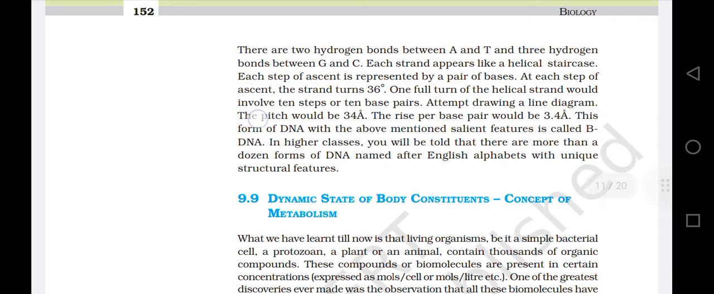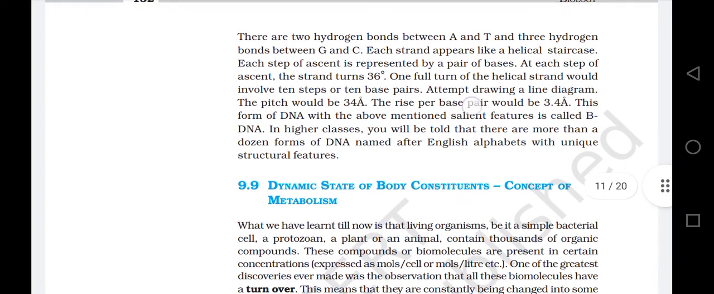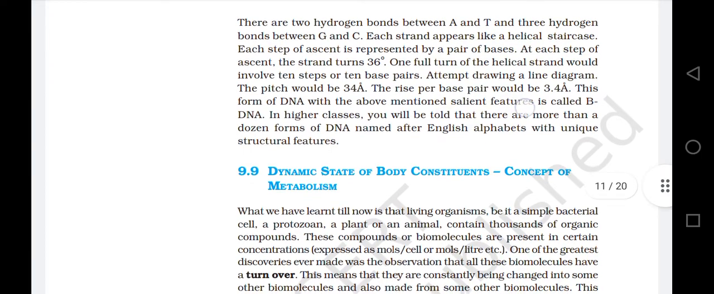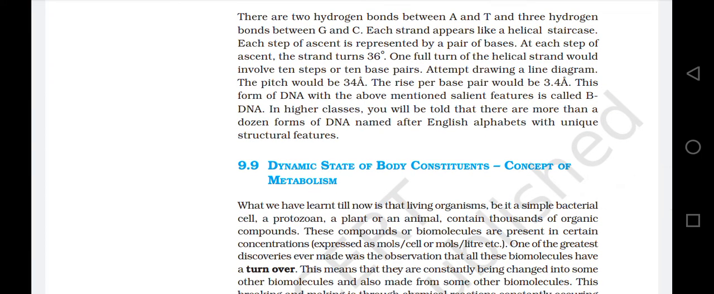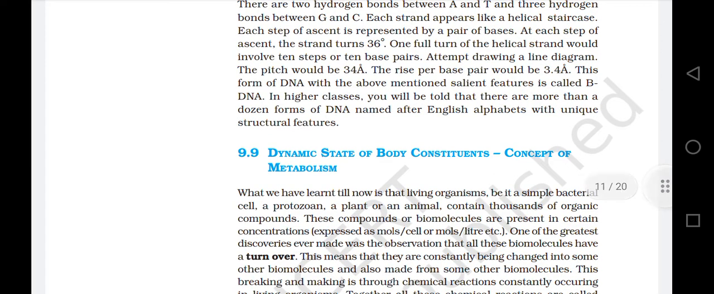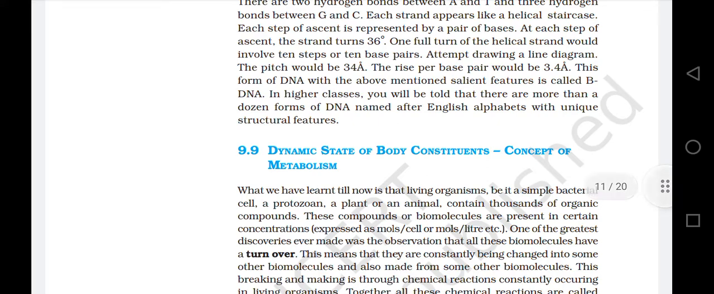The pitch would be 34 Angstrom units. The rise per base pair would be 3.4 Angstrom units. This form of DNA with the above mentioned salient features is called B-DNA. In higher classes, you will be told that there are more than a dozen forms of DNA, named after English alphabets, with unique structural features.